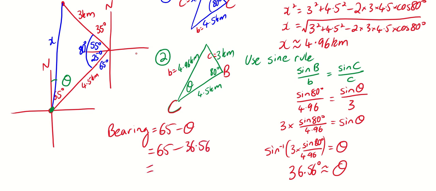Okay, so we end up getting a bearing of 28.44 degrees. Okay, put a 0 in front of it because a bearing has three digits, and a T at the end, and it's all sorted.